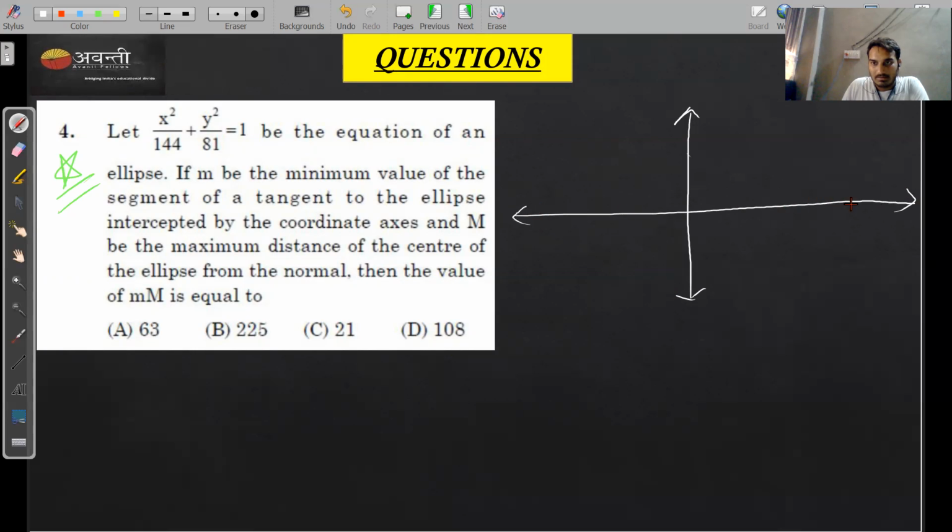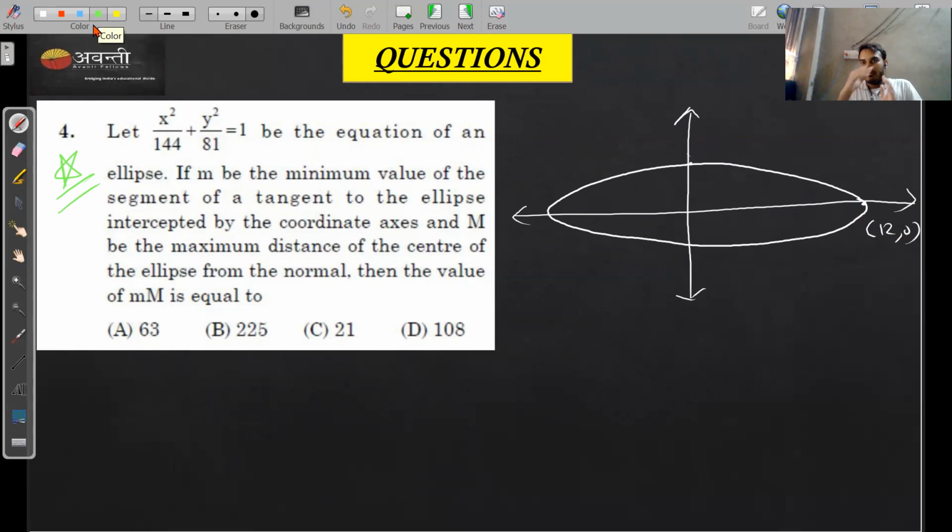The ellipse is elongated, right? This is the equation of the ellipse. What is this point? This point is (12, 0) and that point is (0, 9), right? Okay, so what it's saying is that we are drawing some tangent. Let me draw a tangent first. Let's say this is the tangent. This is the point, yes or no?